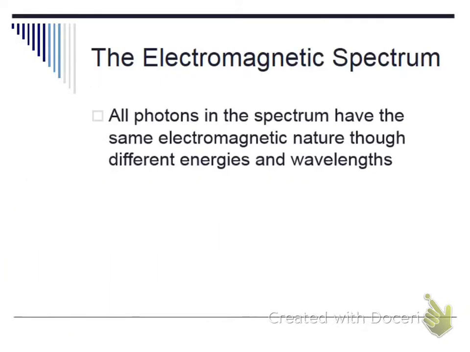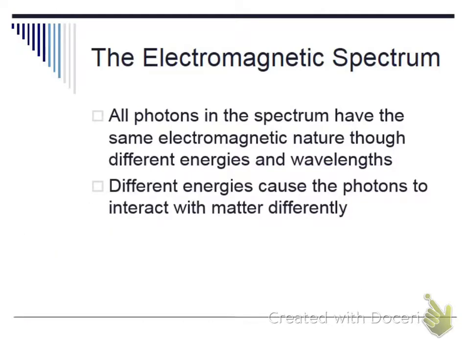All right, so that brings us to the electromagnetic spectrum. All photons in the electromagnetic spectrum have the same nature, so they behave the same, but they have different energies and wavelengths. Make sure you keep that. However, they all have the same speed of light, which is equal to 3.0 times 10 to the 8 meters per second, and they all obey Planck's constant.